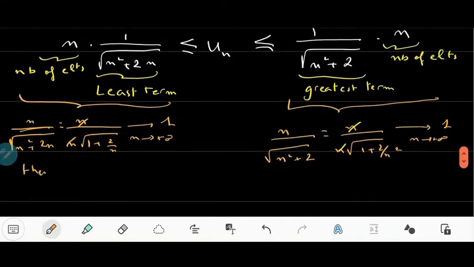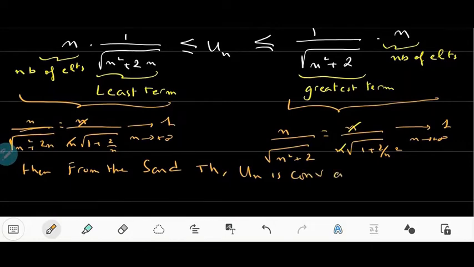Then from the sandwich theorem, un is convergent and limit of un when n tends to plus infinity, of course, is equal to 1.